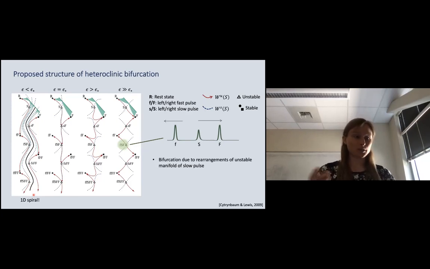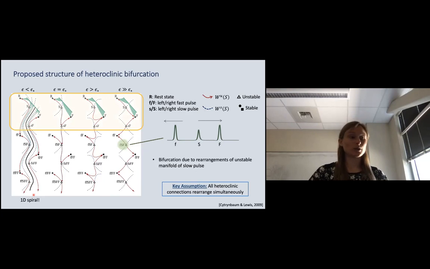So it's hypothesized that this bifurcation is due to these rearrangements of the unstable manifold of the slow pulse. One of the key assumptions we're going to be making is that this whole chain of heteroclinic connections is rearranging simultaneously. That allows us to consider just the case of a single slow pulse and a single fast pulse, rather than dealing with all of these series as we go down the line.